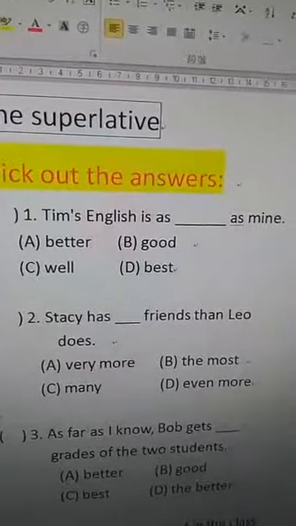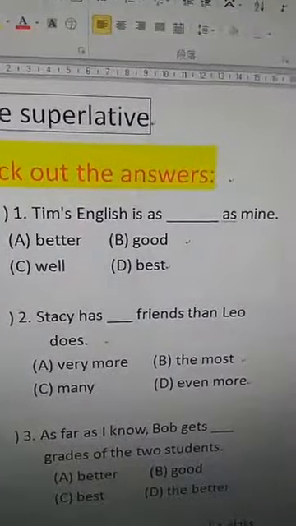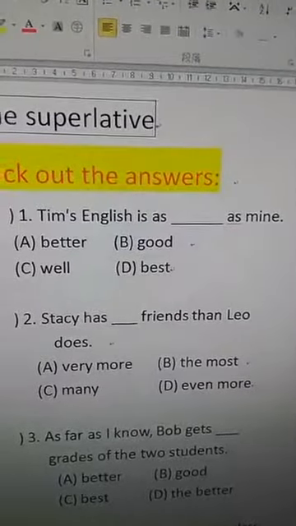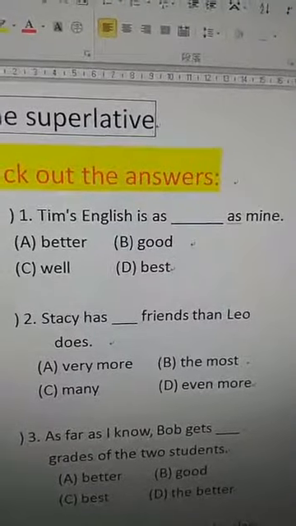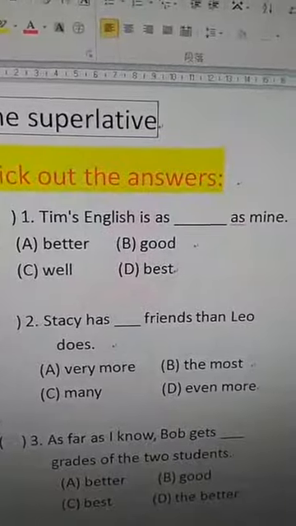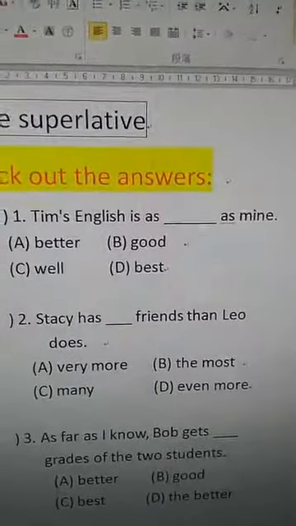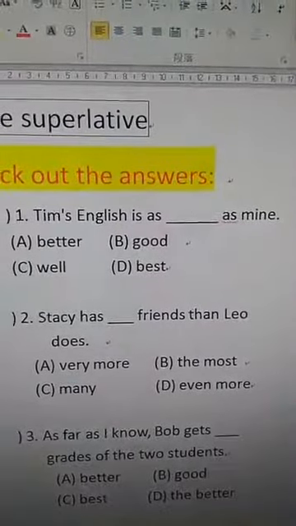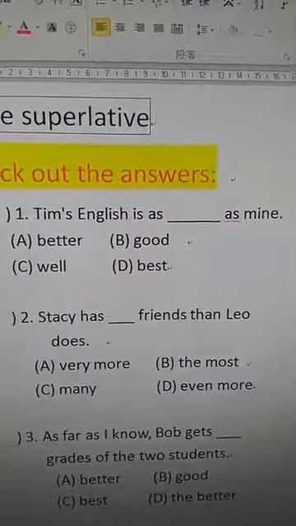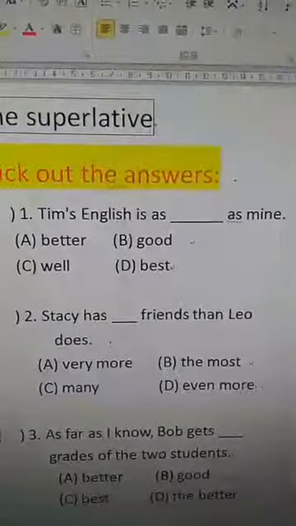So, viewers and watchers, now it's your time. I have 10 quizzes here. And right now, let me see how much you can do about these questions. Okay, so let's see question number 1. I'll read this sentence for you. Tim's English is as blank as mine. Okay, so we have 4 options here. So how much can you do about this question?